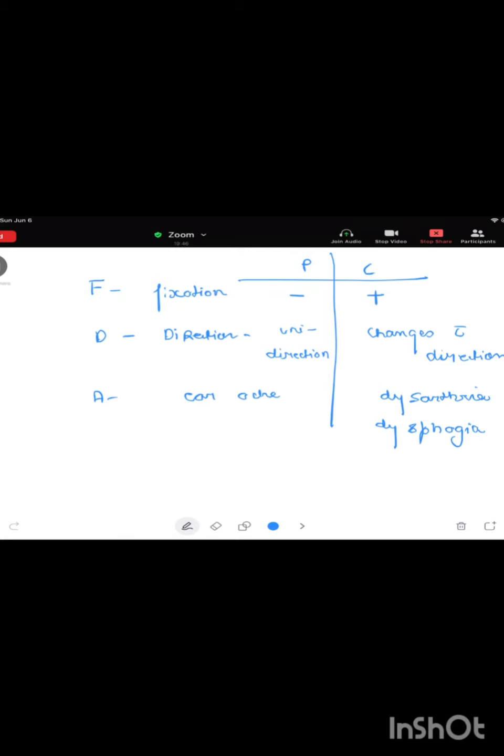Direction: as I said previously, in the central cause the nystagmus will change with the direction of gaze, but in peripheral it won't happen. Associated symptoms are quite simple. In central we can get symptoms like dysphagia and dysarthria, if it is due to a medullary syndrome or a similar type of lesion, but in peripheral it will be associated conditions like earache.